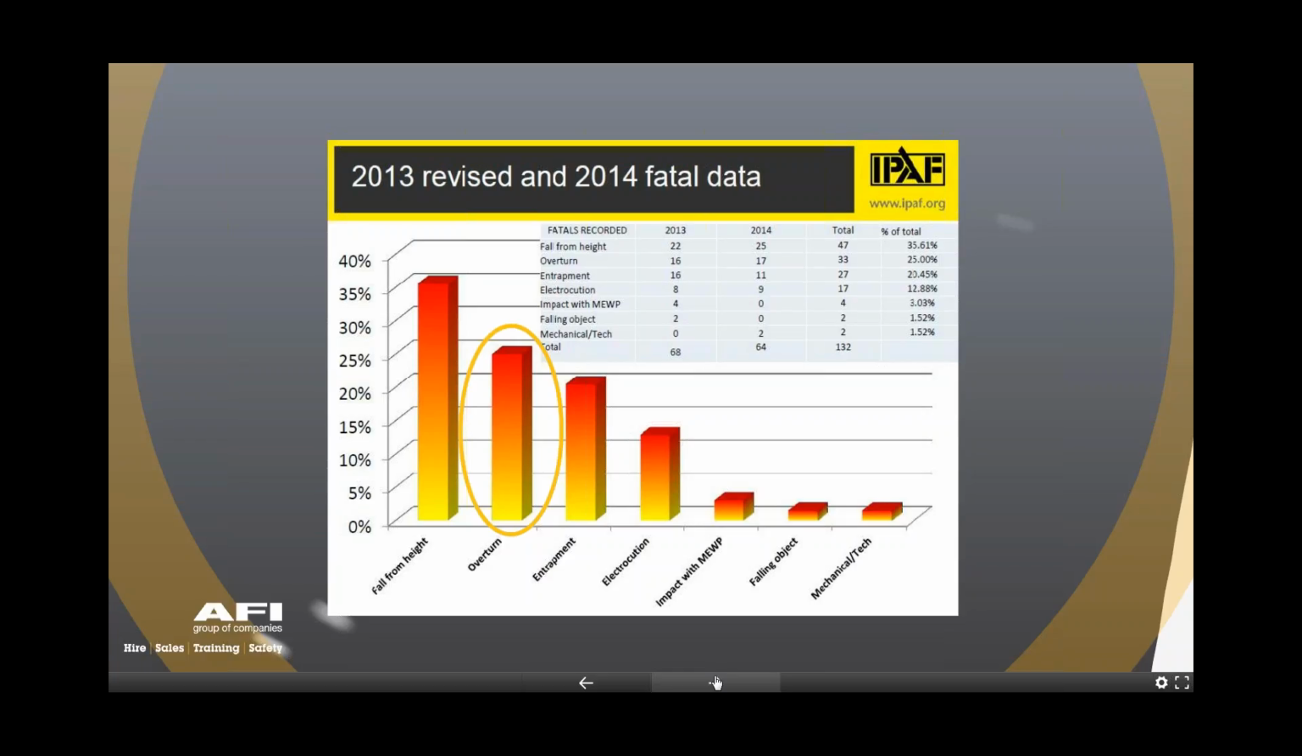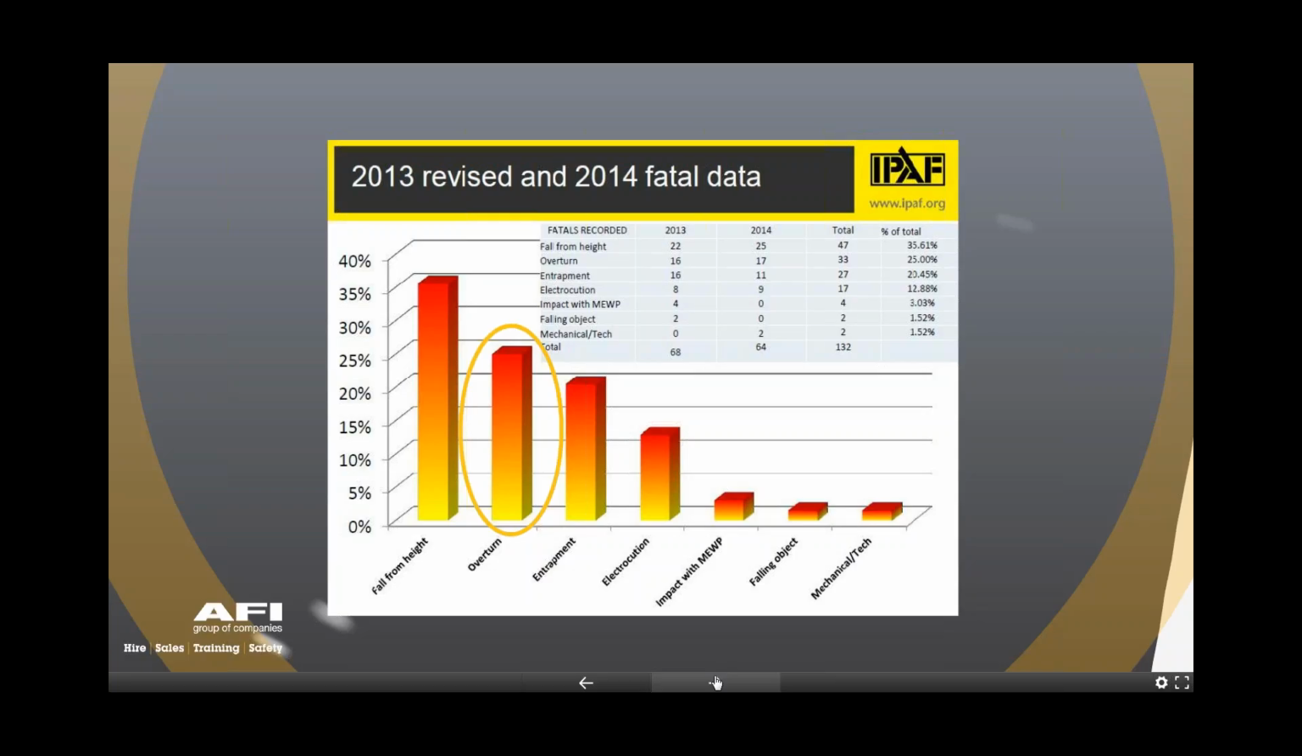Now, the graph shows the incidents which have either been reported to IPAF or IPAF have found out, trawling the media, etc. Clearly, the biggest cause of fatals still remains falls from height. But not surprisingly, we've got overturning not far behind the falls from height. So again, that's one of my reasons for asking IPAF if we could review the current guidance.